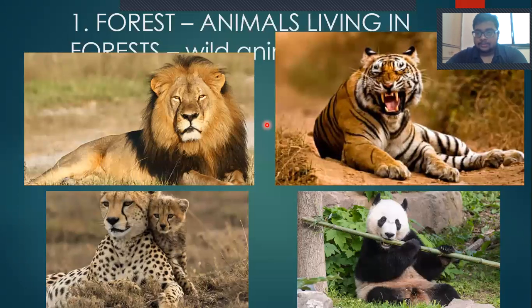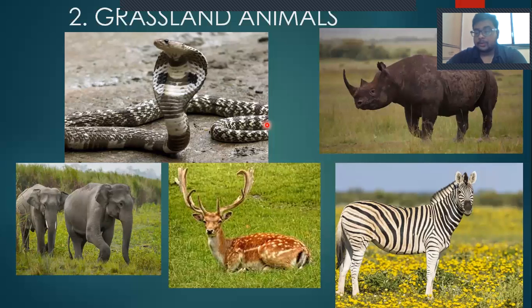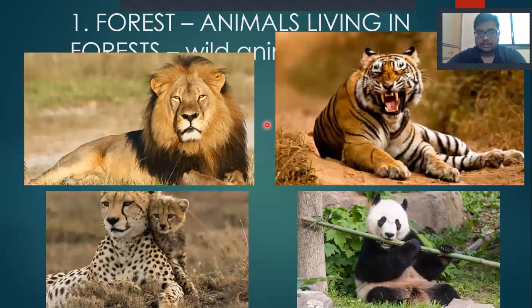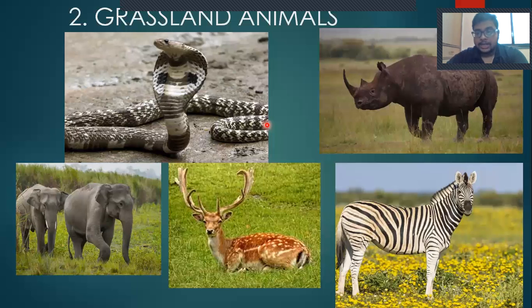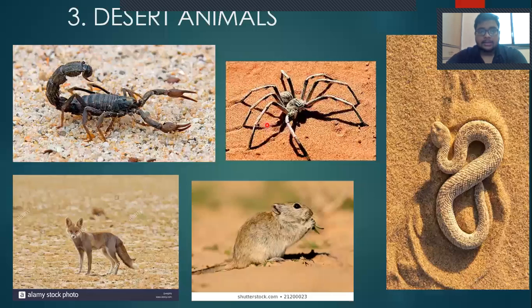These wild animals can also survive on grasslands, and they do it for hunting purposes because in forest they don't get much food to eat, so they come to grassland to eat these animals, okay, like deers and all these wild animals. Then there are desert animals which can survive on very less quantity of water.